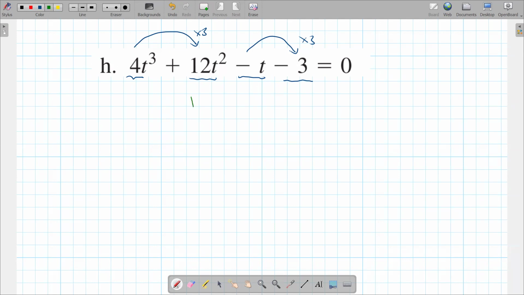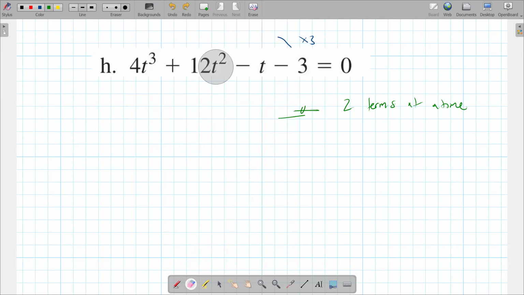You factor by grouping. Try this. Always try this first. By grouping, I mean two terms at a time. Whenever I'm saying grouping, I'm saying two terms at a time. So we're going to be looking at these two, and then we're going to be looking at these two. So 4t cubed plus 12t squared. Is there anything that we can pull out? 4t squared. What are you left with?